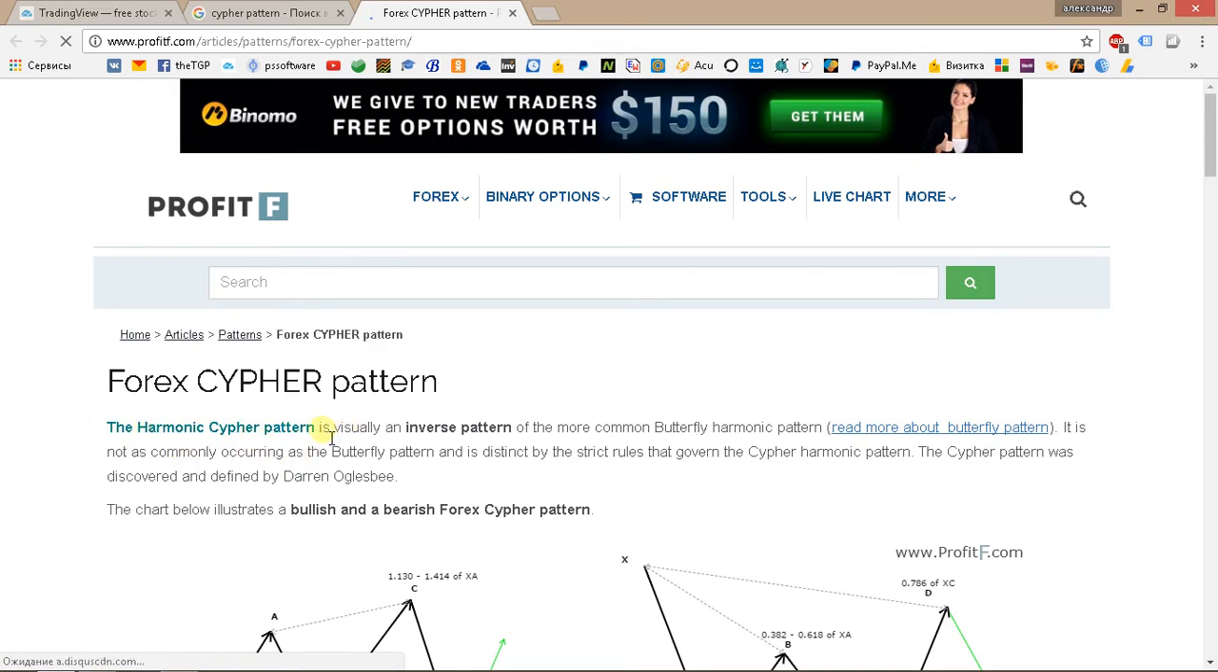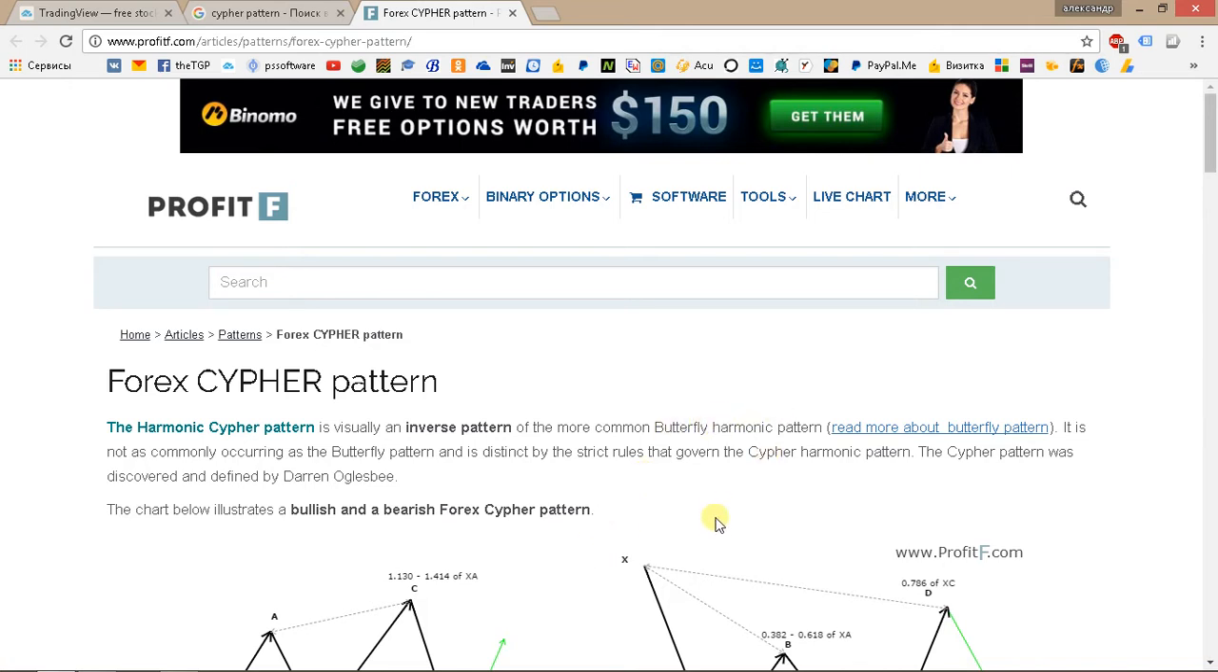The harmonic cipher pattern is visually an inverse pattern of the more common butterfly harmonic pattern. Okay, from the first line, it is a mistaken statement. The harmonic cipher pattern. The cipher pattern is not a harmonic pattern. Mr. Scott Carney, the developer of the harmonic approach, just told us that the cipher pattern ruins all harmonic views, all those harmonic bases. It is not a harmonic pattern.